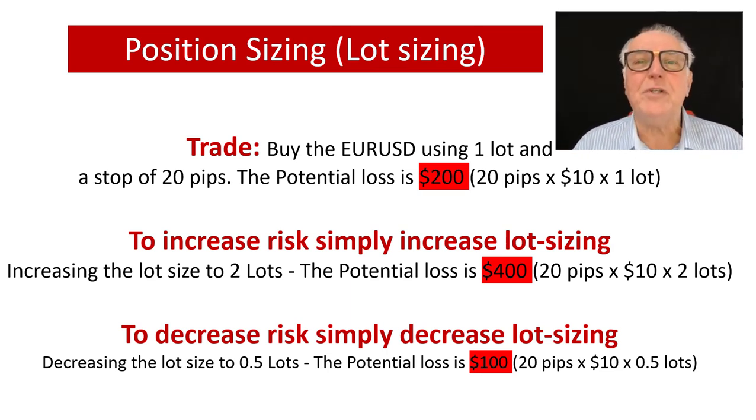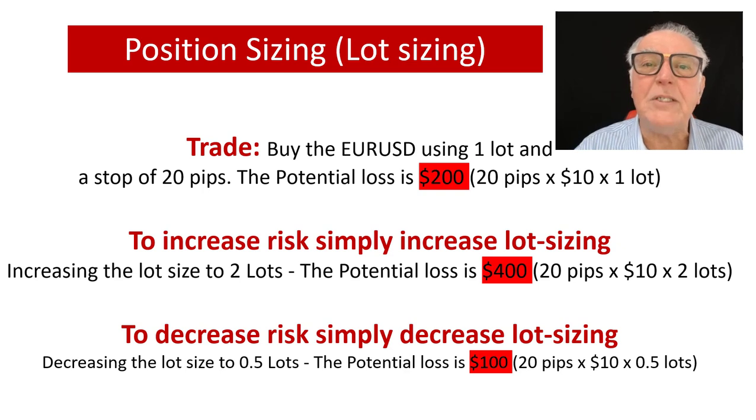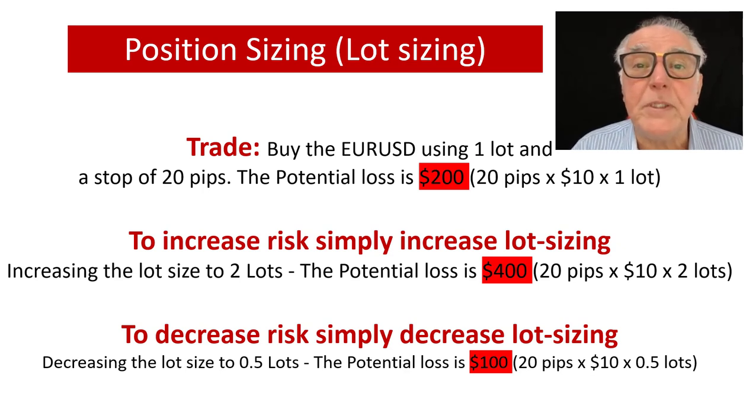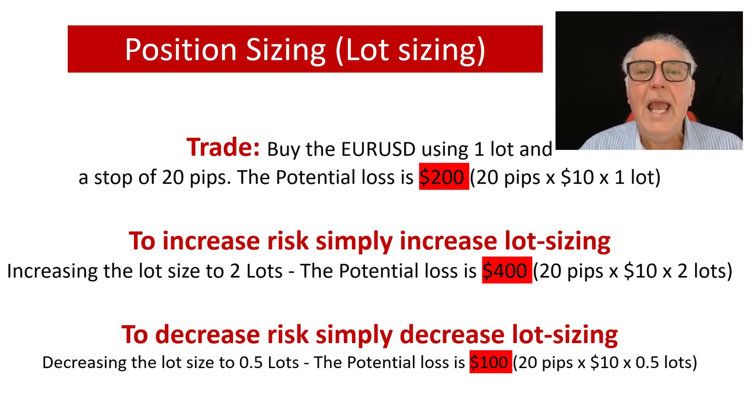I'm going to take the example of this particular service that we're giving. Trades get given to the participants in the service, and they will be in the format of, say, buy the euro using one lot and a stop of 20 pips. Immediately that tells you that if you trade one lot, your potential loss will be $200, because 20 pips, which is the stop loss, times $10, which is the normal price of a pip when using a main lot, and then times one lot is $200.